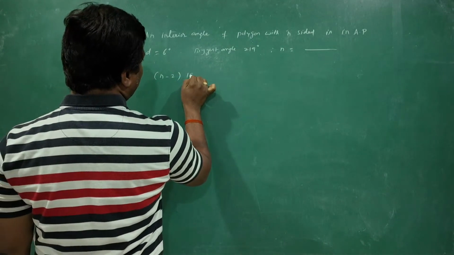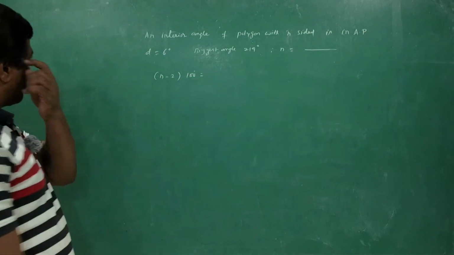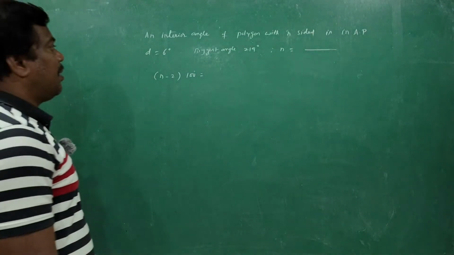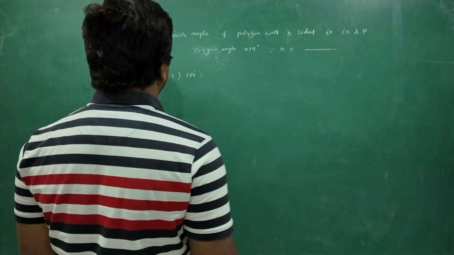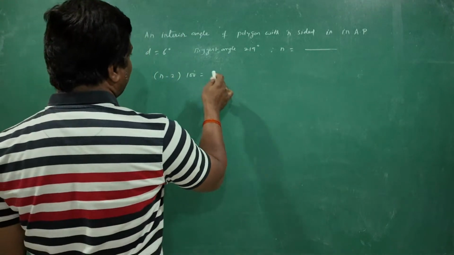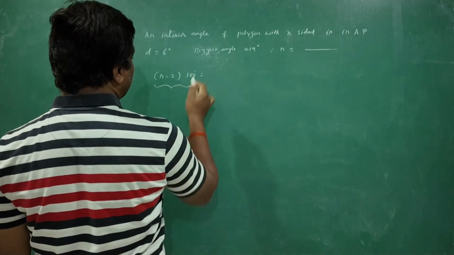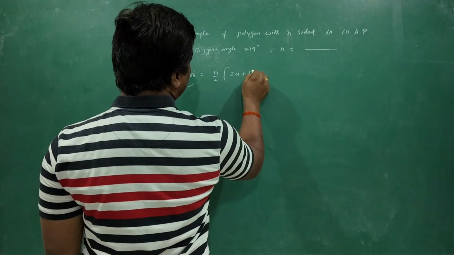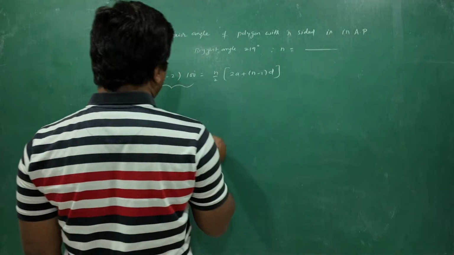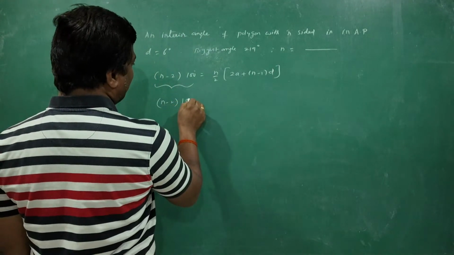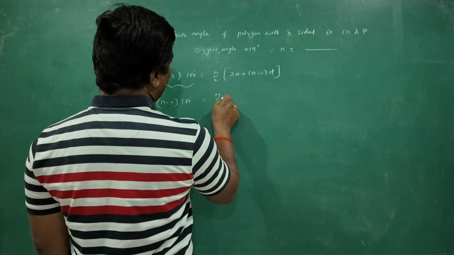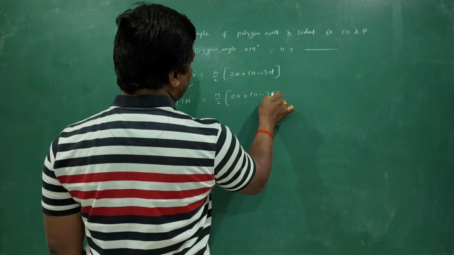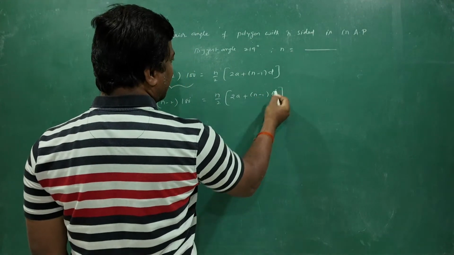So n minus 2 into 180 degrees. This is the sum of interior angles, right? Also, I can write the sum of interior angles as n by 2 into 2a plus n minus 1 into d. So n minus 2 of 180 degrees equals n by 2 into 2 times a plus n minus 1 into 6 degrees.